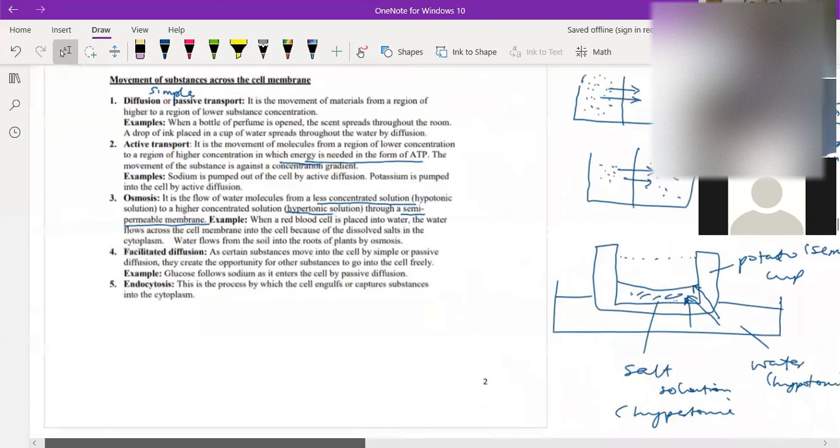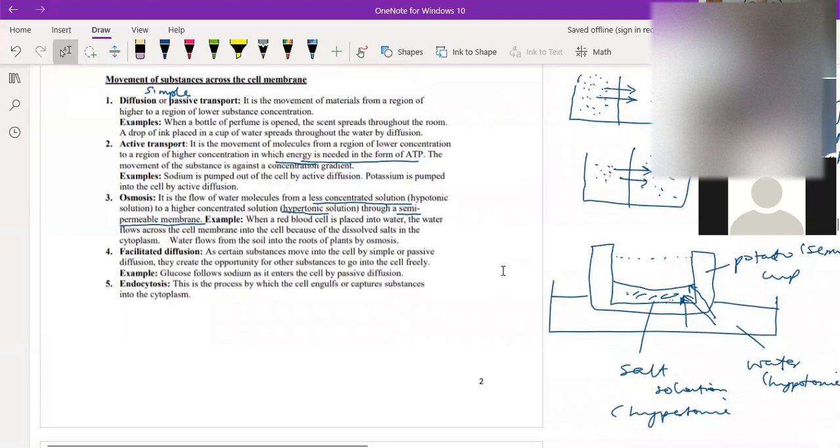All right. So when it comes to the body, a typical example of osmosis occurring is when you take a red blood cell and place it in water. If you take a red blood cell and place it in water, the water will flow into the cell, right? Because you have more dissolved salt in the red blood cell. So it's going to swell up and eventually rupture, because this red blood cell cannot swell up forever. So it will burst. Okay, so that would be an example of osmosis occurring.